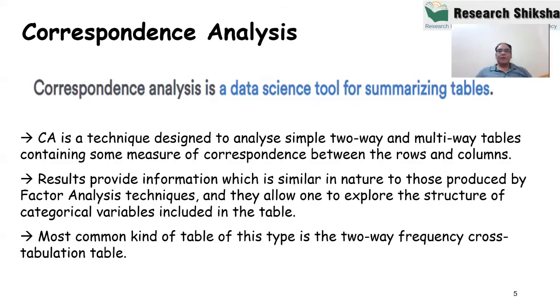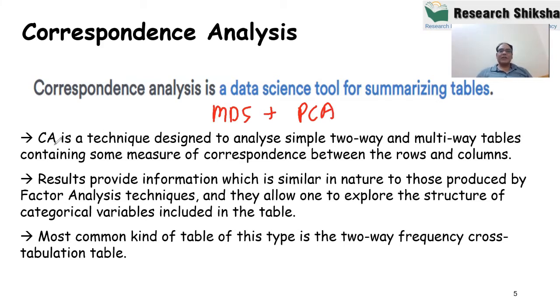So, as I said, it is a combination of two things. One is called perceptual map, that is multiple dimensional scaling, plus PCA. Multiple dimensional scaling we use for perceptual mapping, and principal component analysis we use in factor analysis. So, when we combine these two aspects, we get correspondence analysis.